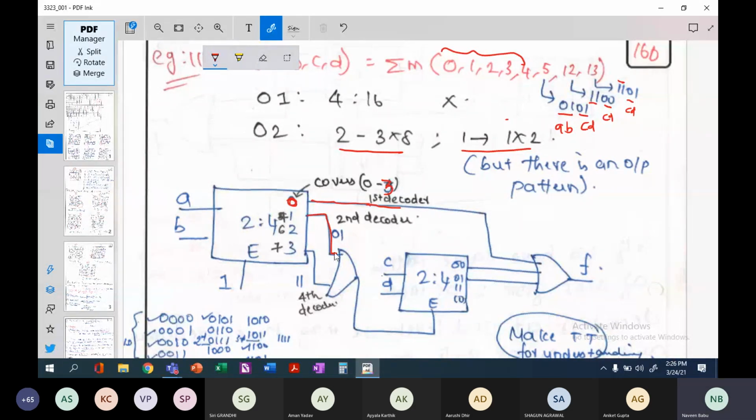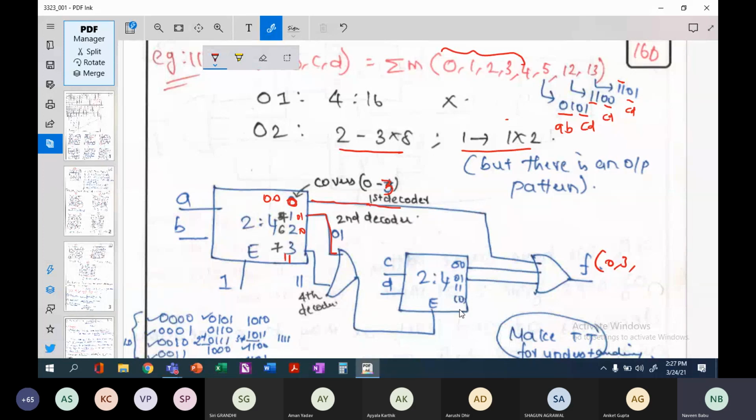When it is 0 1, and at the same time we are ORing it, right? So this corresponds to 1 1. This is 0 0, 0 1, 1 0 and 1 1. So 0 0 we are anyway ORing with our final output. So this will take care of 0 2 3. Now we need 0 1 1 0. So 0 1 we are ORing with the 1 1 output here. So we are ORing with the 1 1 fourth decoder output.